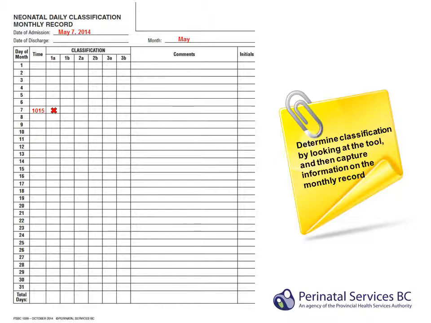For anyone using the monthly record form, the time would be documented and the classification would be reflected by putting a check mark or X in the appropriate column for a specific day. In this particular example, the baby was admitted on May 7th. Therefore, the sheet would be labeled for the month of May, and the classification on the 7th would be filled in on the day accordingly.